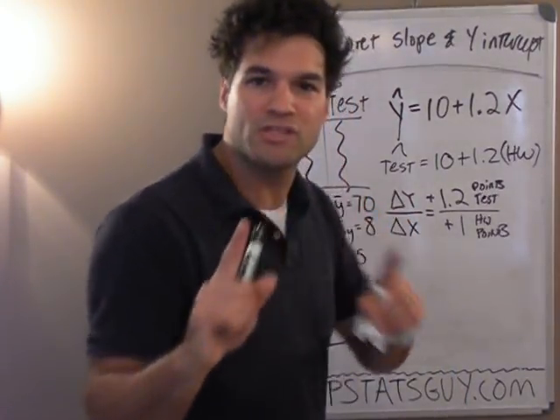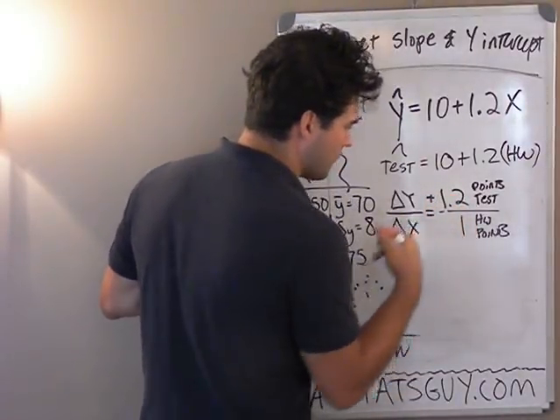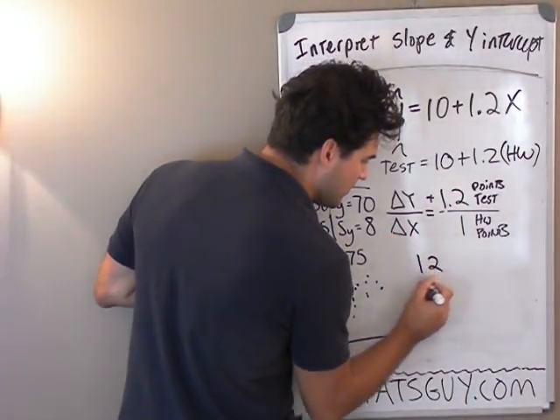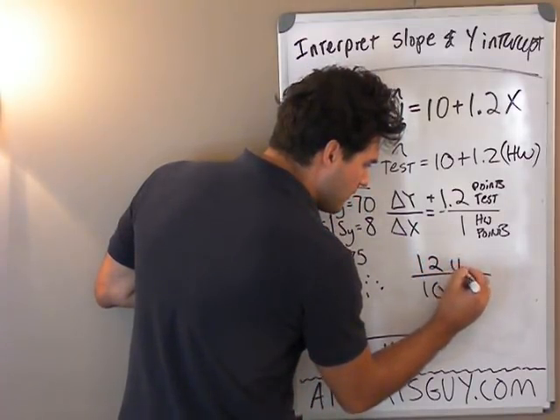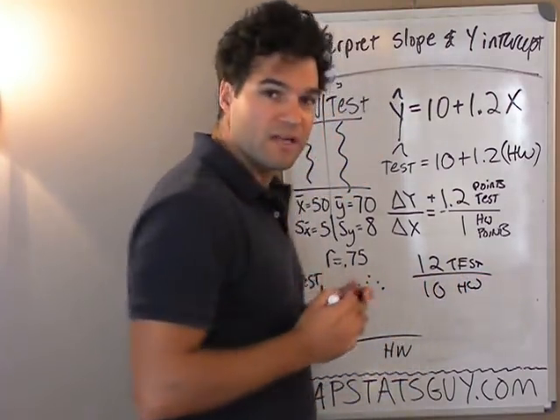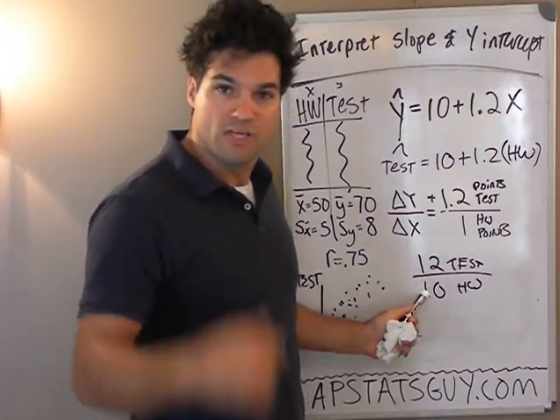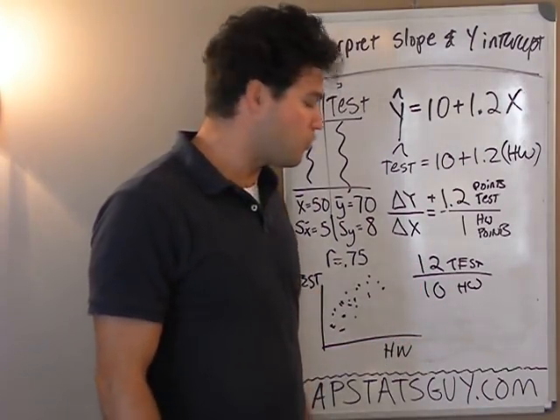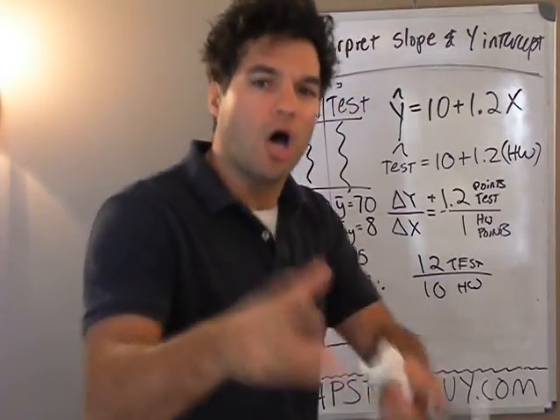And you can actually mess with these. Sometimes you get some weird decimal like this. I can actually say, all right, I've got 1.2 over 1. That's the same thing as 12 over 10. So for 12 on test, homework. So for an increase of 10 points on my homework, it would increase my test about 12.